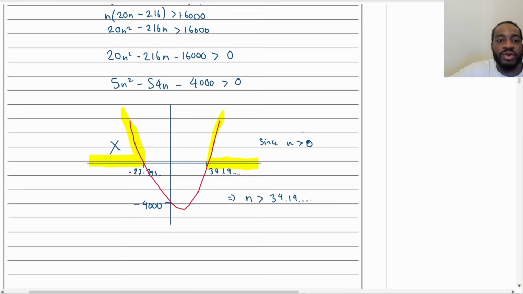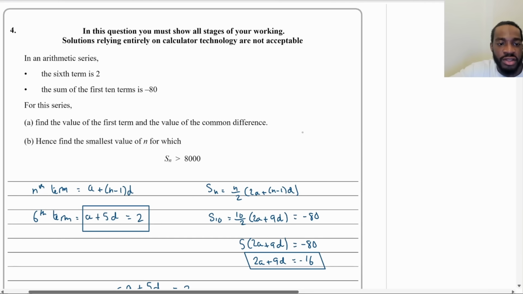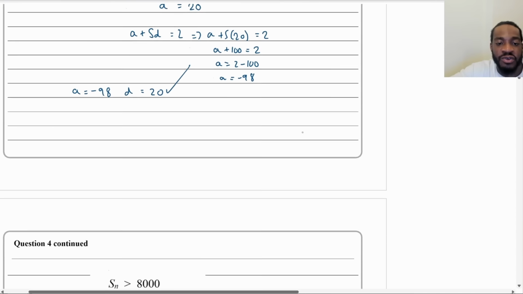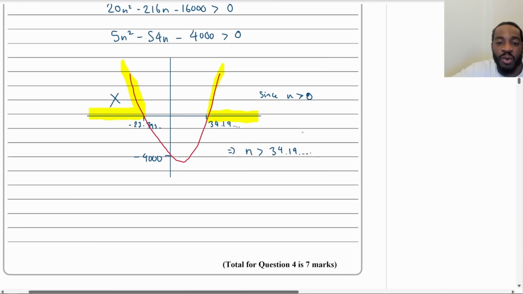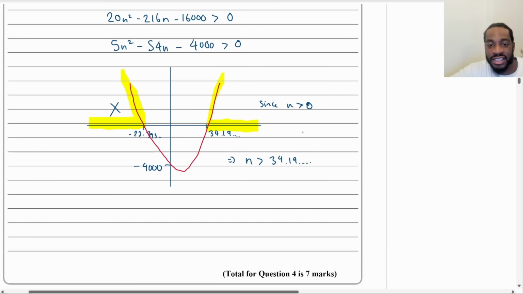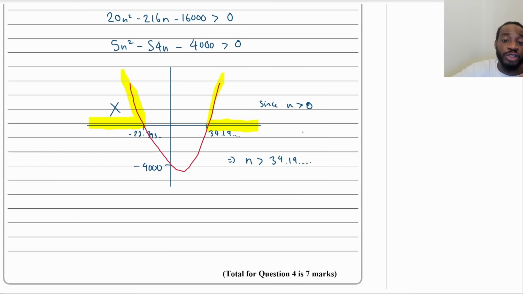So with that being said, let's read the question one more time. The question asked us for the smallest value of n for which the sum of the n terms is greater than 8,000. So what we're saying here in context is that when n is greater than 34.19, the sum is greater than 8,000. But n is an integer. So if n equals 34, that's too small. So the next biggest value has to be 35. We round up to 35. n has to equal 35, right? This is the smallest value. Again, just to contextualize it, 34.19 is just a bit more than 34. 34 would be too small then. So this one is 35.